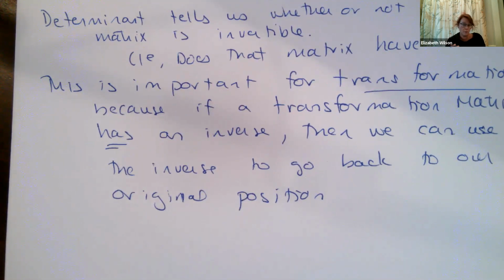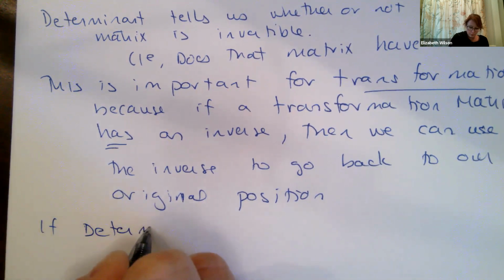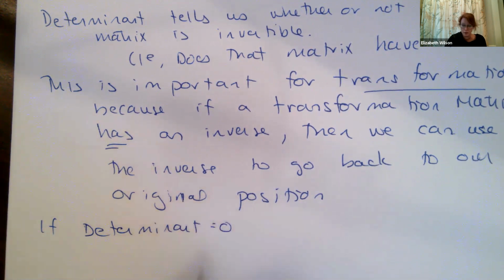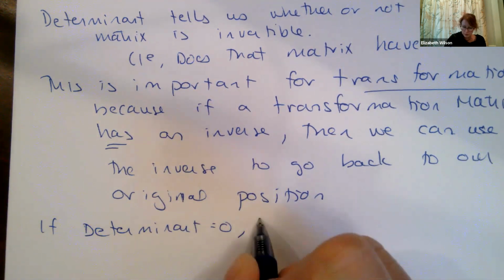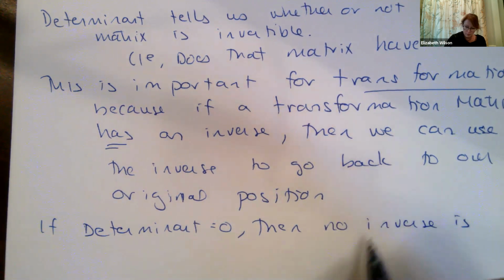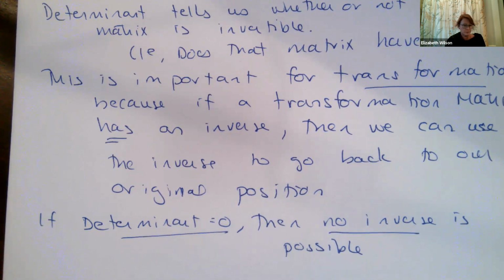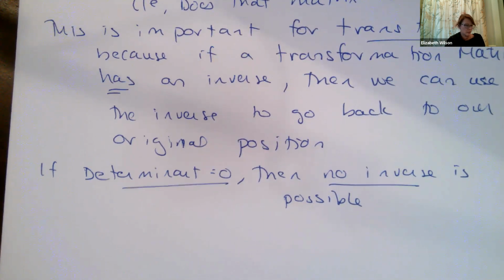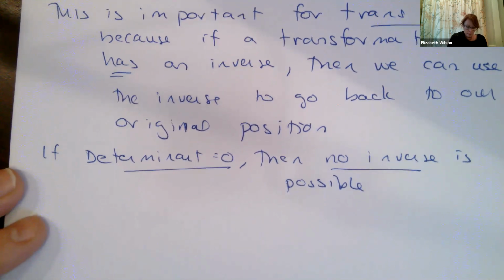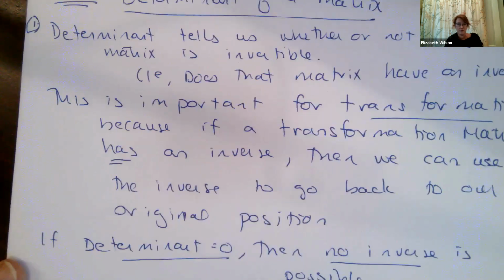So what am I trying to say? If the determinant is equal to 0, then there's no inverse. Okay, so if the determinant is equal to 0, then no inverse is possible. It's also going to tell us interesting things. This is one possibility: it tells us about whether or not it's invertible.